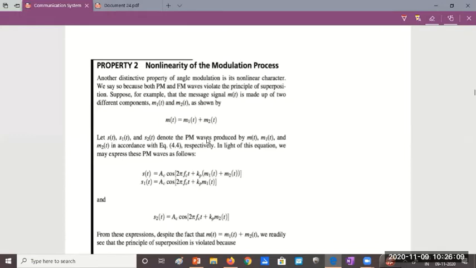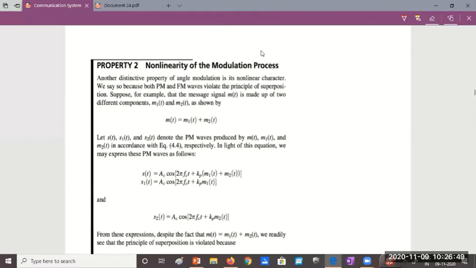Anyway, you think of, let me not tell you. So non-linearity of the modulation process. This is another very important factor in angle modulation. So what do you mean by linearity? When I say there is linearity, that means if I consider the message is made up of two messages, say m of t is m1 of t plus m2 of t, then say for example, I find the phase modulated signal for this message. S of t here, you see, represents the phase modulated signal.